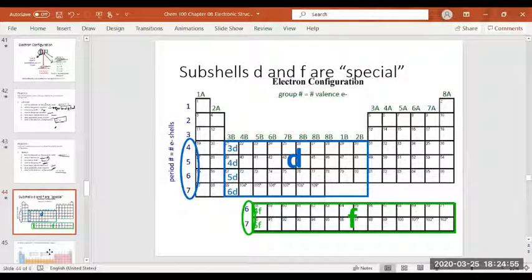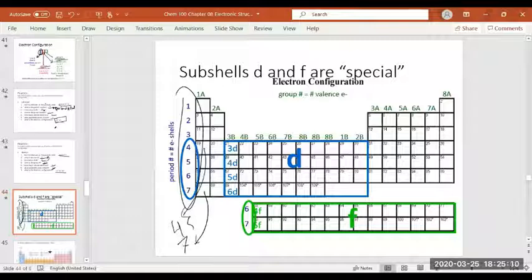Be careful with the D and F, guys. Look here. We have 7 periods, as we said. For example, here we have 4s. Here we have 7s. Be careful with the D and F: D will be (n minus 1)d, and F will be (n minus 2)f. By the way, guys, the F block elements here, this one and this one, are supposed to be here, before the 5d or 6d, which we call 4f and 5f.